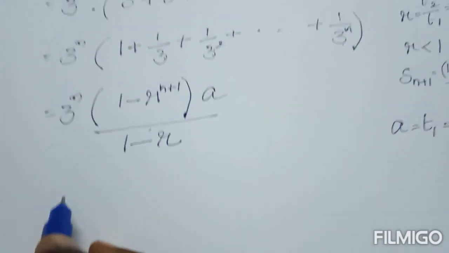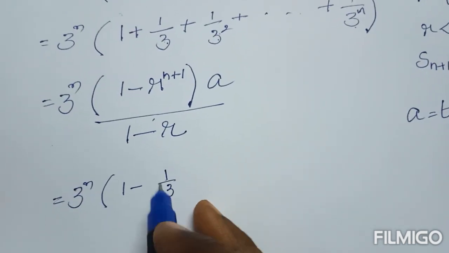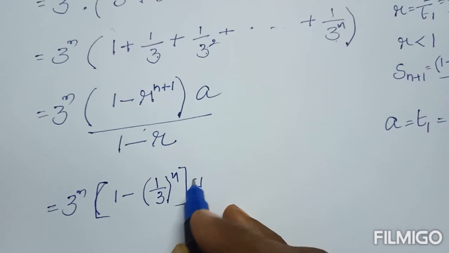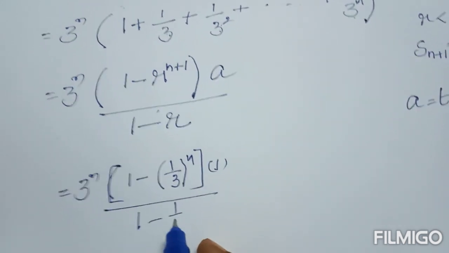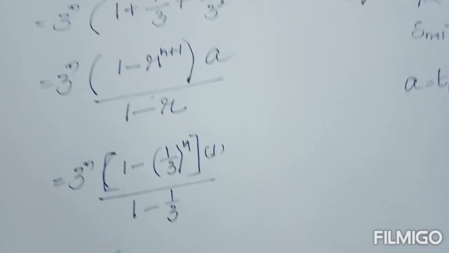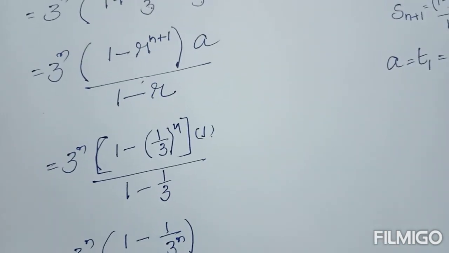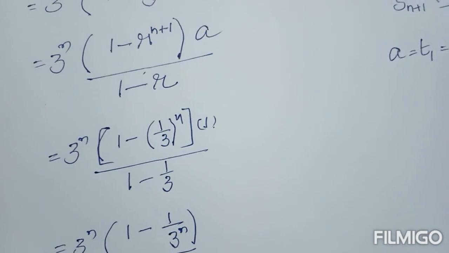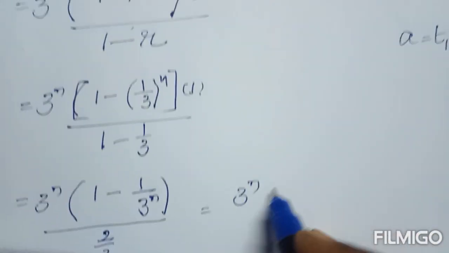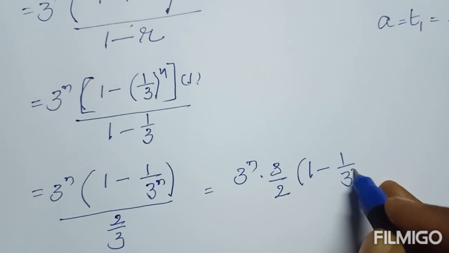Now by writing corresponding values over here, 3 power n, 1 minus 1 by 3 whole power n. A is 1, 1 minus 1 by 3. Just ordinary simplification. 3 power n, 1 minus 1 by 3 power n. A is 1. Here 3 minus 1 by 3 is 2 by 3. Also written as 3 power n, 2 by 3 can be written as 3 by 2, 1 minus 1 by 3 power n.